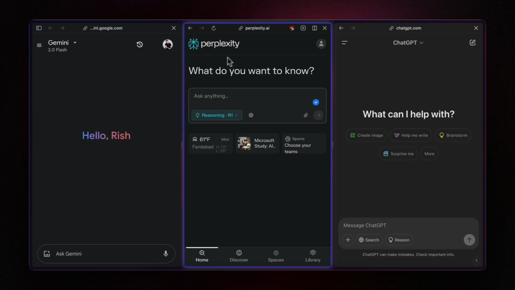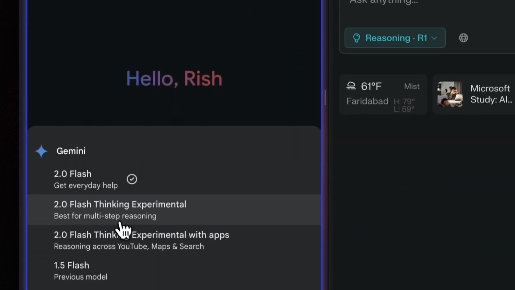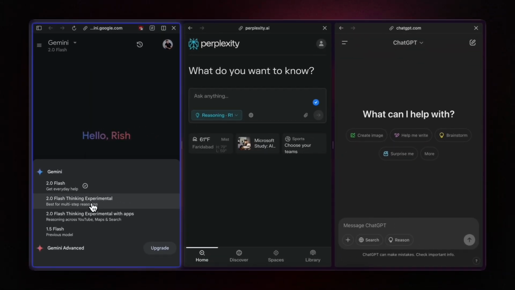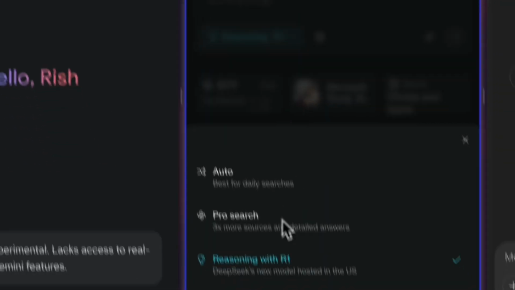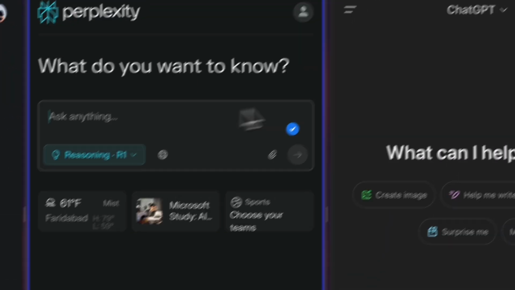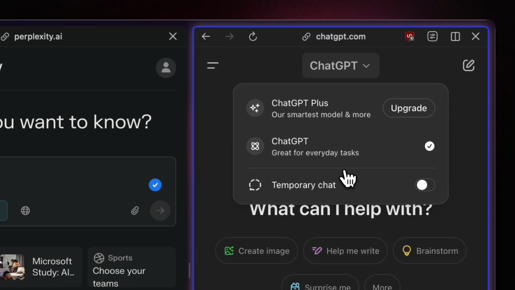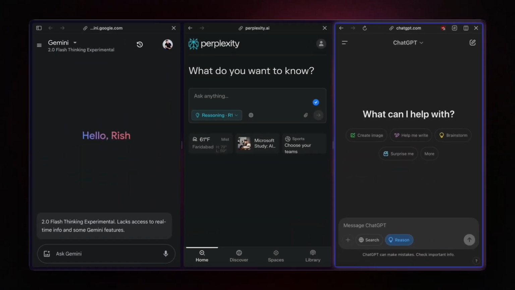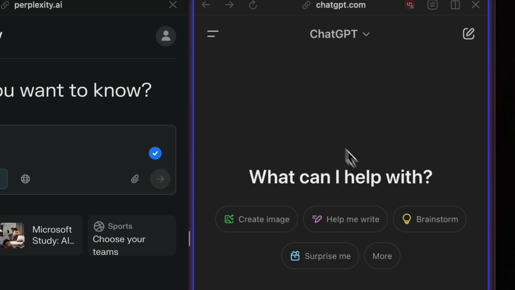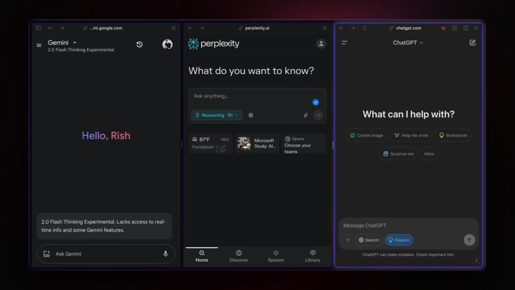So let's just set things up here. For Gemini, let's use their 2.0 Flash Thinking Experimental model, because this is the one that we have to use for multi-step reasoning. So we set this up. I have set up reasoning R1, the DeepSeek model, in Perplexity. And for ChatGPT, I just have to turn on Reason here. For this, we will use the free tier of ChatGPT so that you can see how queries perform without using the O1 model of ChatGPT, which costs $200 per month. So these are all free models that you can use right now inside your Gemini, DeepSeek, Perplexity, or ChatGPT.